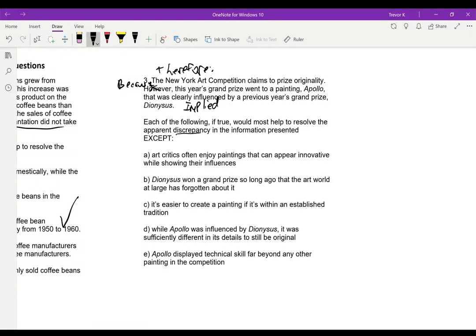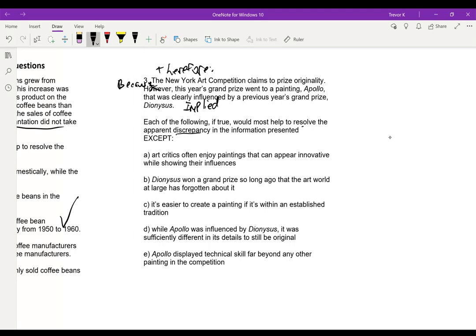So we need to resolve this apparent discrepancy in the information. How can they claim to prize originality and give the grand prize to a painting that was clearly influenced by a previous year's grand prize? And we're trying to resolve this, and apparently all of these resolve this except for one. All right, let's look at A.